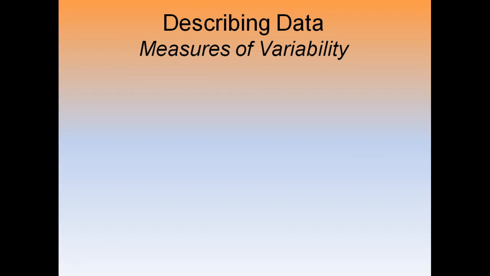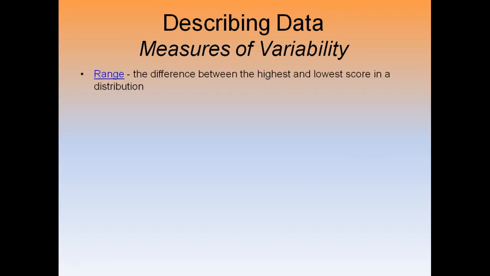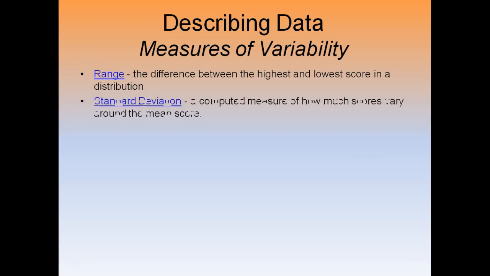Measuring the variability. Range is going to be the difference between the highest and lowest scores in a distribution. Standard deviation is a measure of how much scores vary around the mean score. I have a visual that will help make this make a little bit more sense here in a minute.